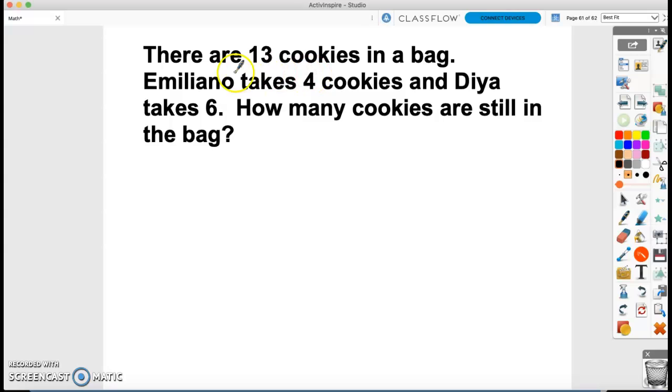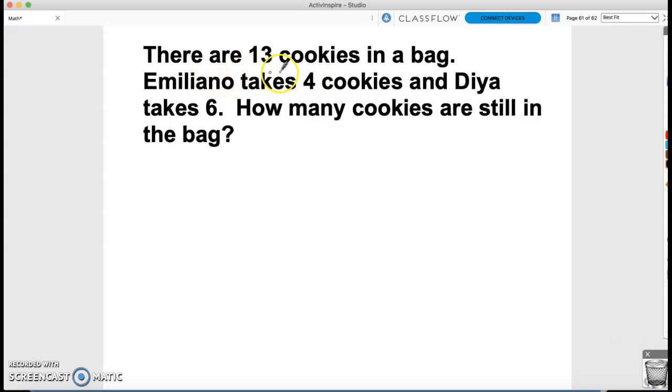Here's our last one. It says, there are 13 cookies in a bag. Emiliano takes 4 cookies, and Diya takes 6. How many cookies are still in the bag? So we're going to draw a picture of this, and we started with 13 cookies. 1, 2, 3, 4, 5, 6, 7, 8, 9, 10, 11, 12, 13.